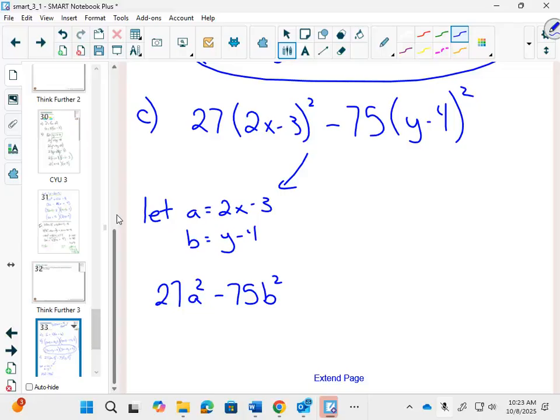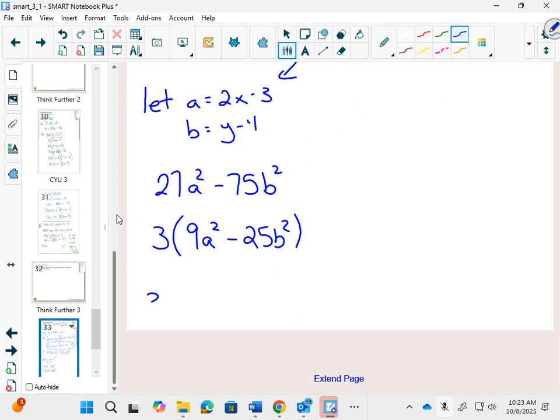These aren't perfect squares, which means there's probably a common thing you can pull out. What number can I pull out of 27 and 75? 3. Leaving me with 9a squared minus 25b squared. You see that that is now perfect square, perfect square. 3a, 3a. 5b, 5b. One plus, one minus.